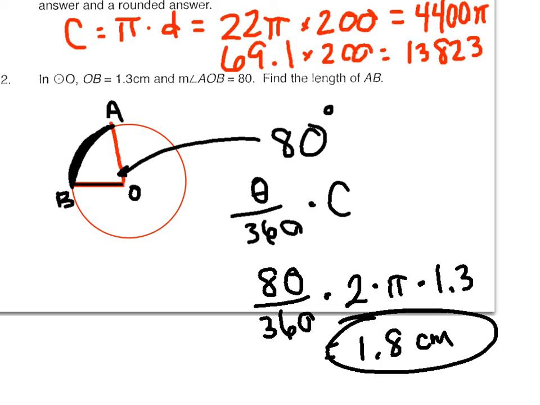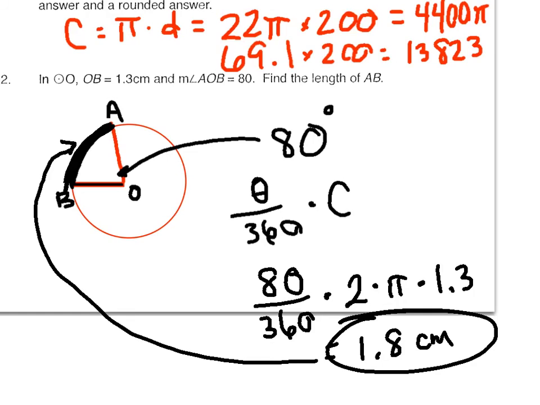Is that a rounded or exact answer? Rounded. That is a rounded answer because I multiplied pi into it. And again, 1.8 centimeters is the arc length from A to B.